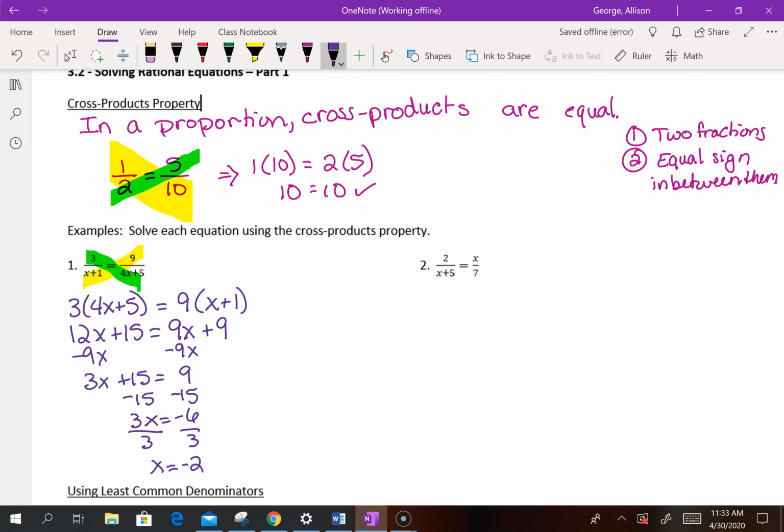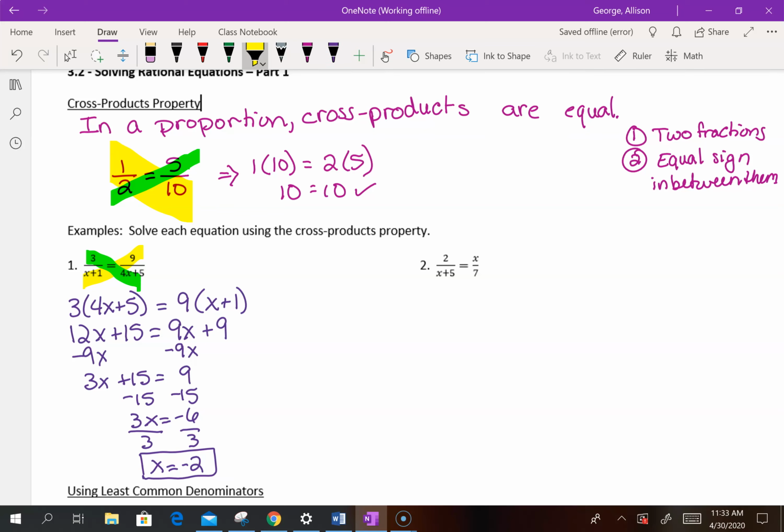The second one, it's 4x plus 5. So 4 times -2 would give me -8. -8 plus 5 is -3. I'm fine. All you want to do is check and make sure that you don't have a 0 in the denominator. If you don't, there you go. You're good to go. All right, so let's take a look at the next one.